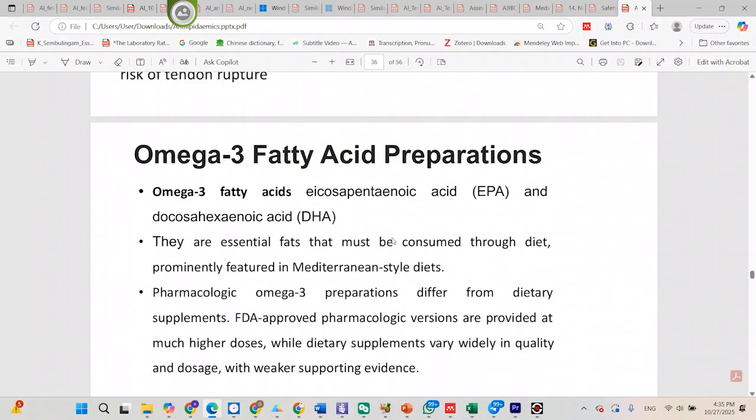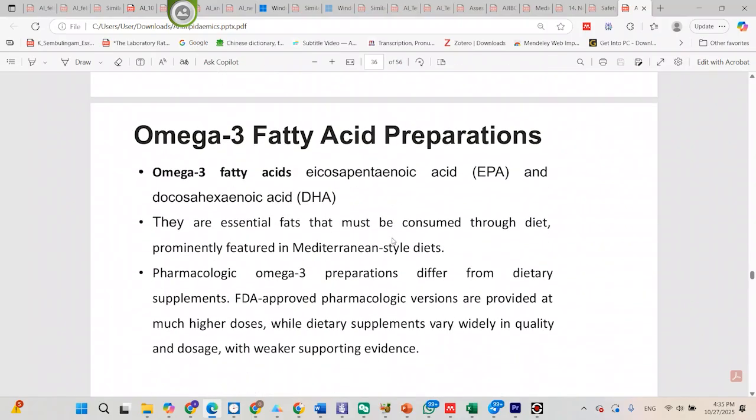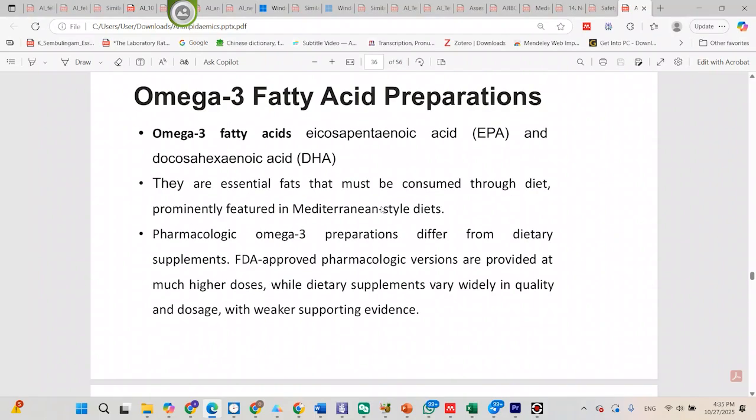So let's go to the drug for triglycerides, omega-3 fatty acids, like we have mentioned before. Interestingly, omega-3 fatty acid is in your fish oil. We have eicosapentaenoic acid, EPA, and docosahexaenoic acid, DHA. They are essential polyunsaturated fatty acids that must be consumed through diet. In fact, this is one of the reasons the Mediterranean diet is recommended for everyone. It's a healthy form of diet. You can read more about the Mediterranean diet.